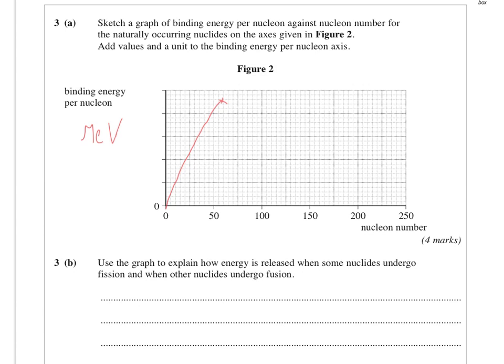And then we're going to have quite a shallow descent over the other side, so something along the lines of this. You don't want it to be too steep or it will drop too dramatically. It should be quite a shallow decrease at this point.